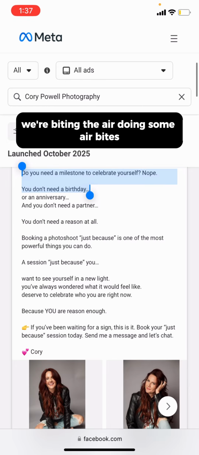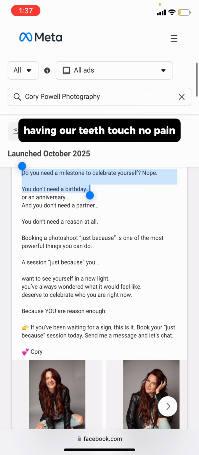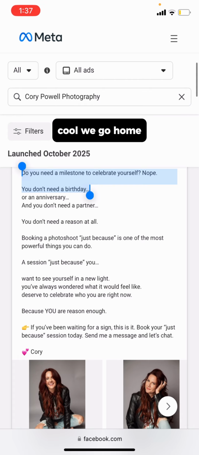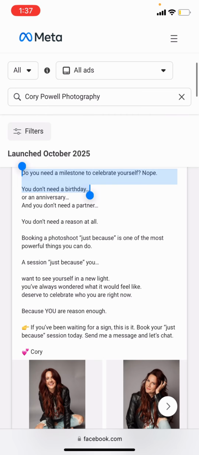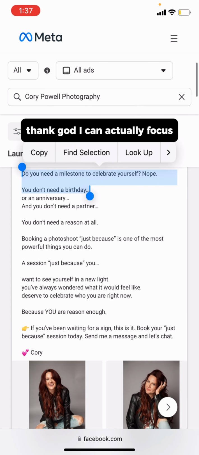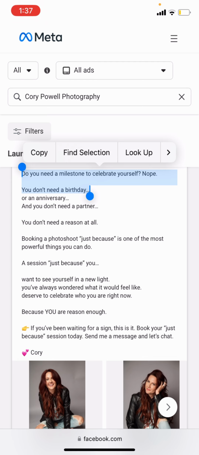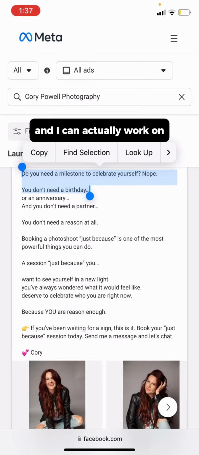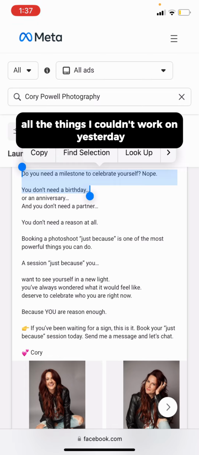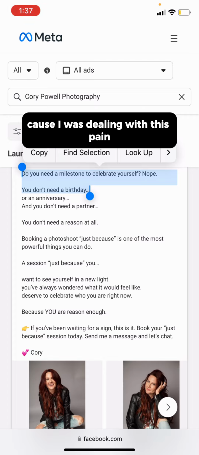And so we're leaving, we're doing some air bites, having our teeth touch, no pain, cool. We go home, we eat breakfast on the right side of our mouth, no pain either. Awesome, oh my God. Thank God I can actually focus. That pain has been solved. I'm back to my normal no pain homeostasis state, and I can actually work on all the things I couldn't work on yesterday because I couldn't focus because I was dealing with this pain.